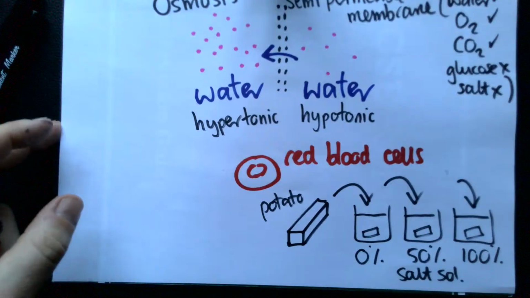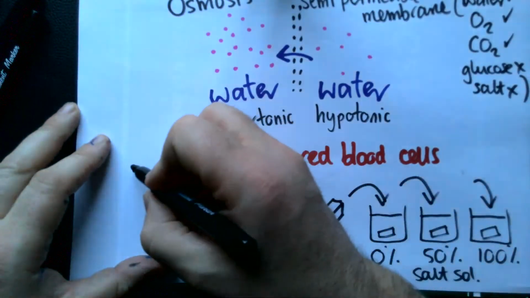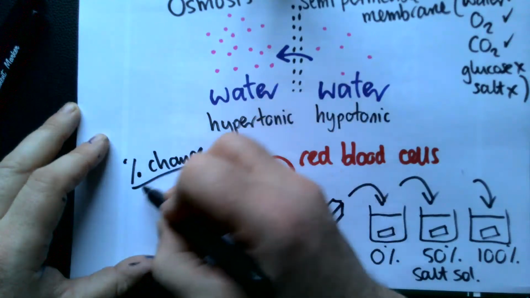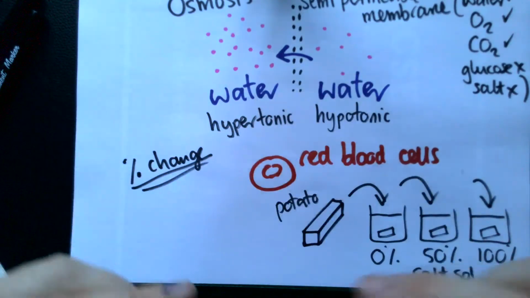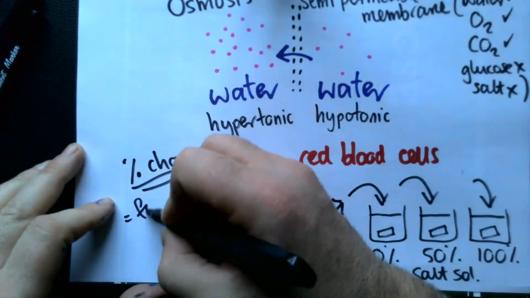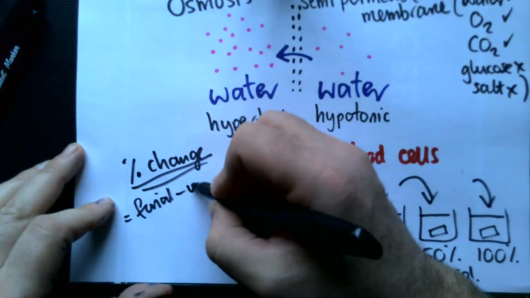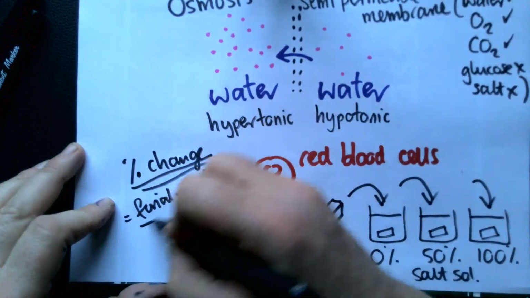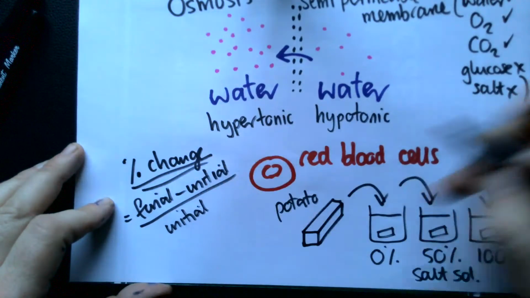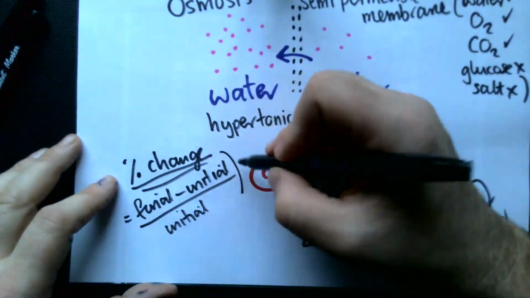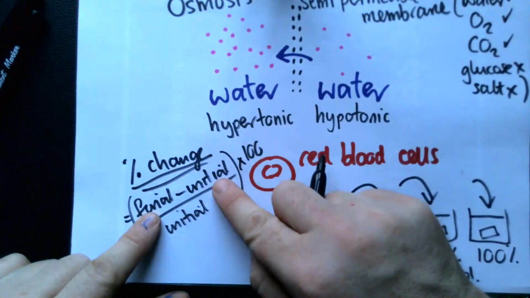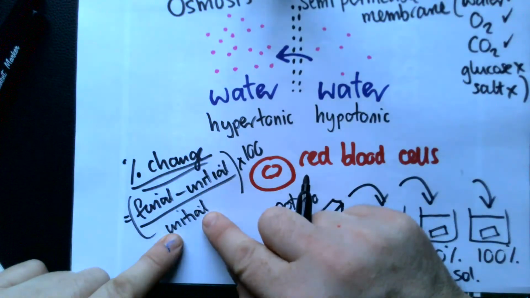Now, just a couple more things before we hang up. Percentage change is a really important thing, and not just in biology, but also in chemistry and physics. It is the final value, take away initial value, divided by initial value, and that's going to be times 100. So final, take away initial, divided by initial.